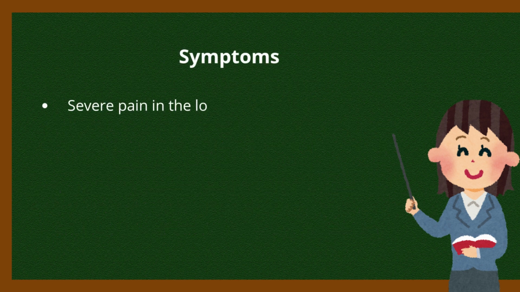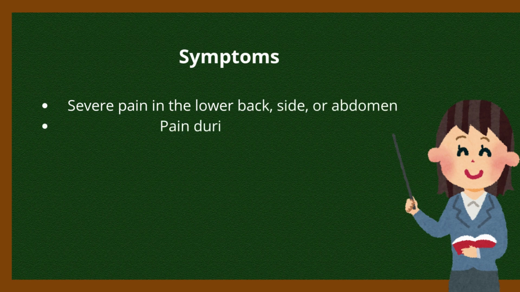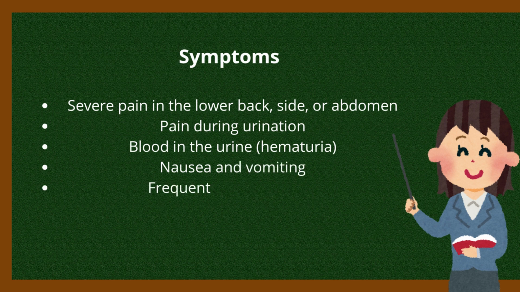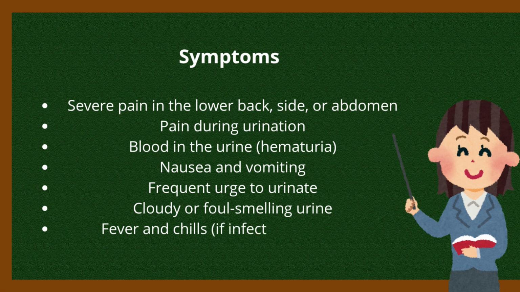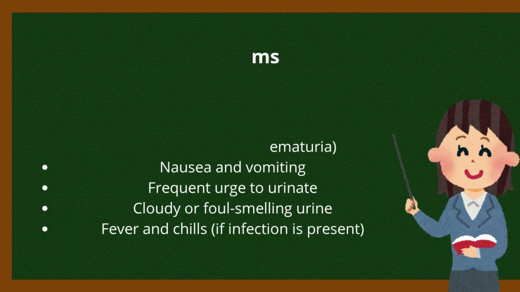Symptoms: severe pain in the lower back, side, or abdomen. Pain during urination. Blood in the urine, hematuria, nausea and vomiting. Frequent urge to urinate. Cloudy or foul-smelling urine. Fever and chills, if infection is present.